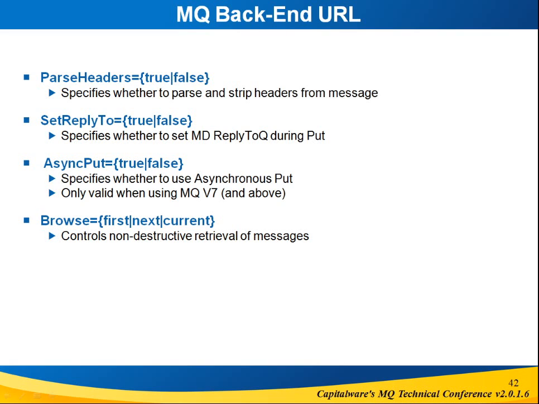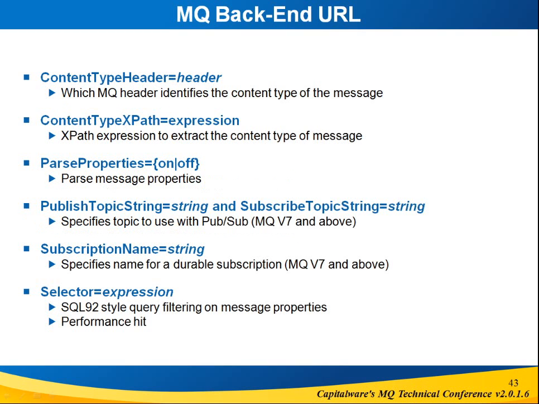Async put, again, true or false, we can turn on the async put option on the back end request queue. Once again, I strongly recommend you don't do that. And then lastly, you can do browsing on the reply queue. You can selectively retrieve from that queue non-destructively if you choose to do so. This can lead to all kinds of programmatic nightmares, as you can imagine, because DataPower is not really set up to handle browsing all that well. It's only really included in order to provide full compatibility. I strongly recommend that you never use this particular option.